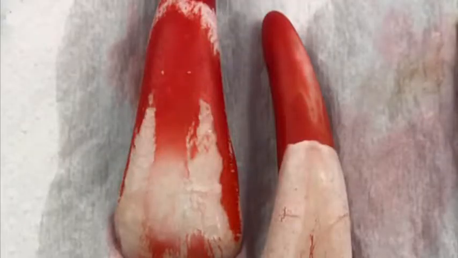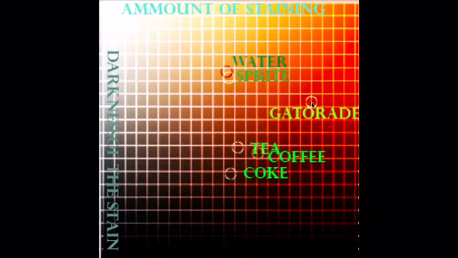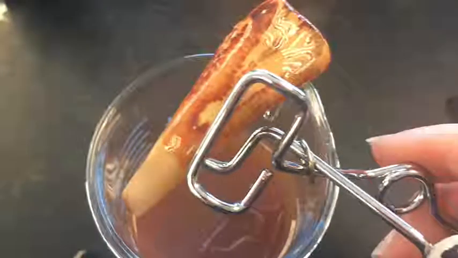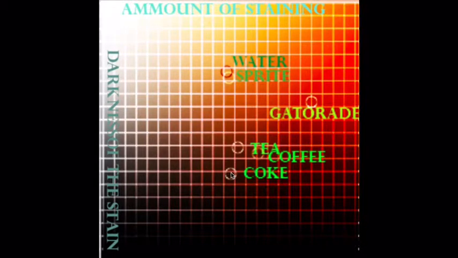Gatorade stained bright red, but it wasn't a very dark stain, so it could be brushed off easily and there wouldn't be as much damage to the tooth as Coke, which did not stain as bright, but it was a much darker stain. It's a lot more internal and it's a lot harder to brush off, and it does a lot more damage.